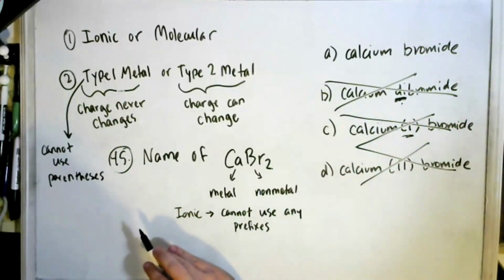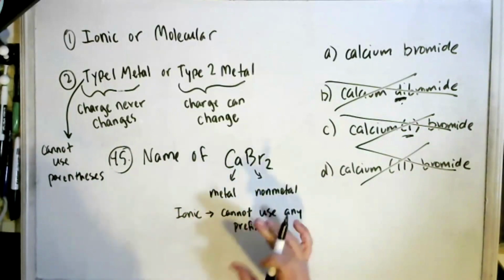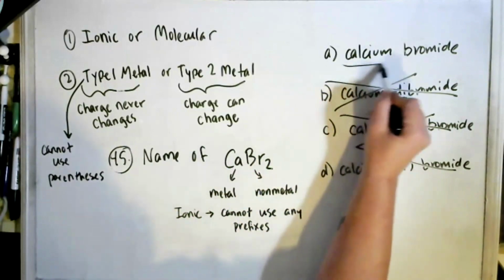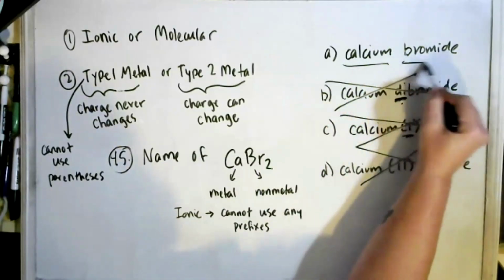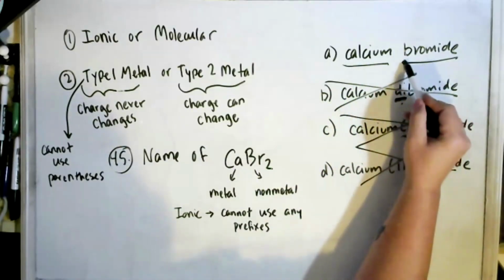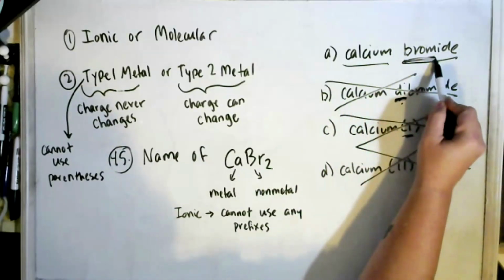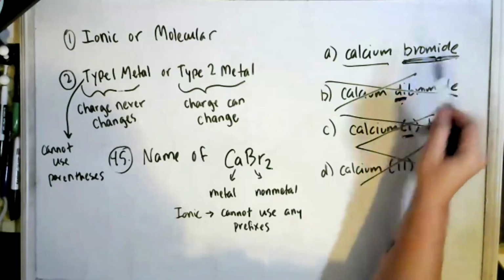If you have a type 1 metal, the only thing that you're going to do to name your compound is write the name of the metal and follow it by the anion name, which is the beginning part of your nonmetal and an IDE ending.